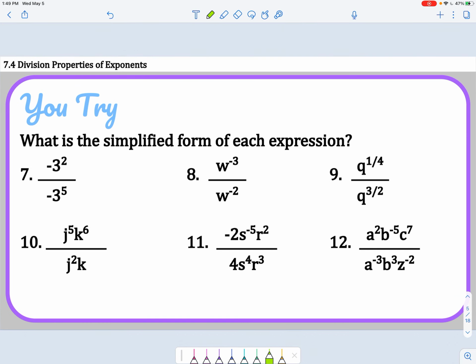So here are a few problems for you to try. I encourage you to pause the video and give them a go here, and then I'm going to scroll to the next slide, which has the solutions.